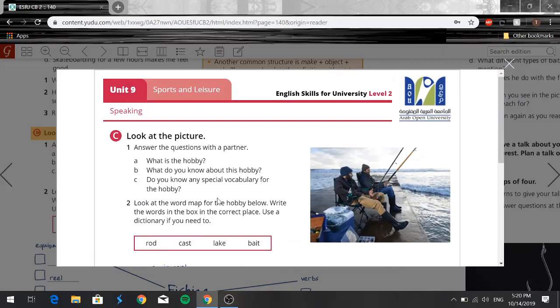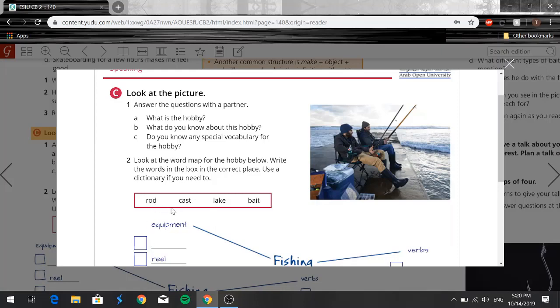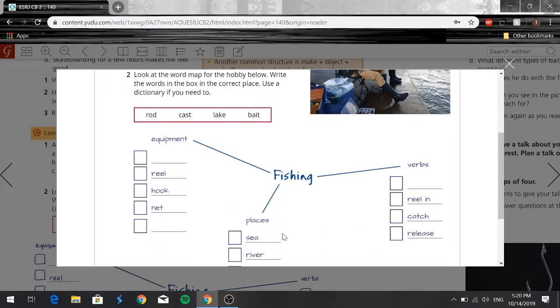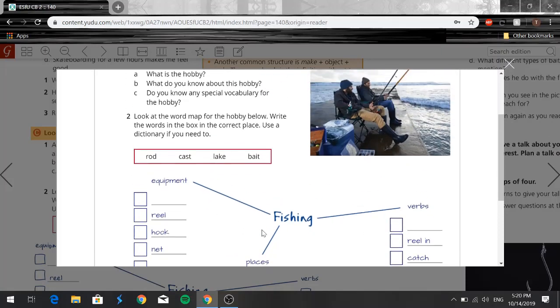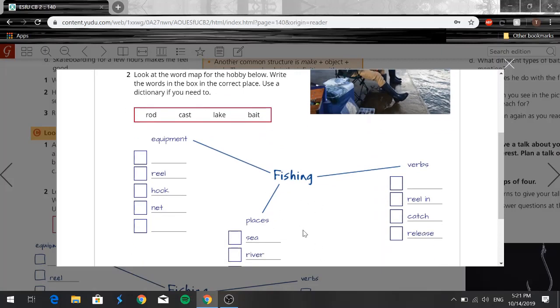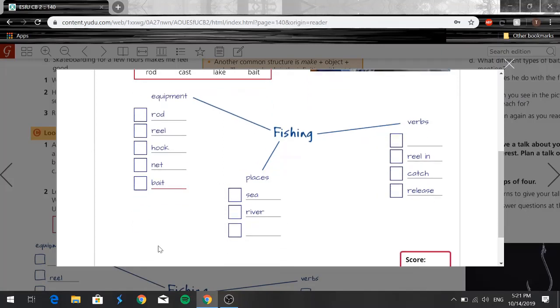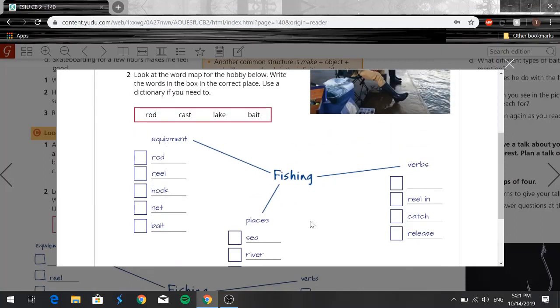Okay? So now we're gonna use these words and basically add the words in the box to the correct place in the word map here. So here we have fishing, right? For equipment, you need rod, reel, hook, net, and we'll say bait. Places, well, this one's pretty simple. You can fish in the sea, river, or lake, right? For verbs, you can say reel in, catch, release, and we can also say cast. So we'll say cast. Okay?